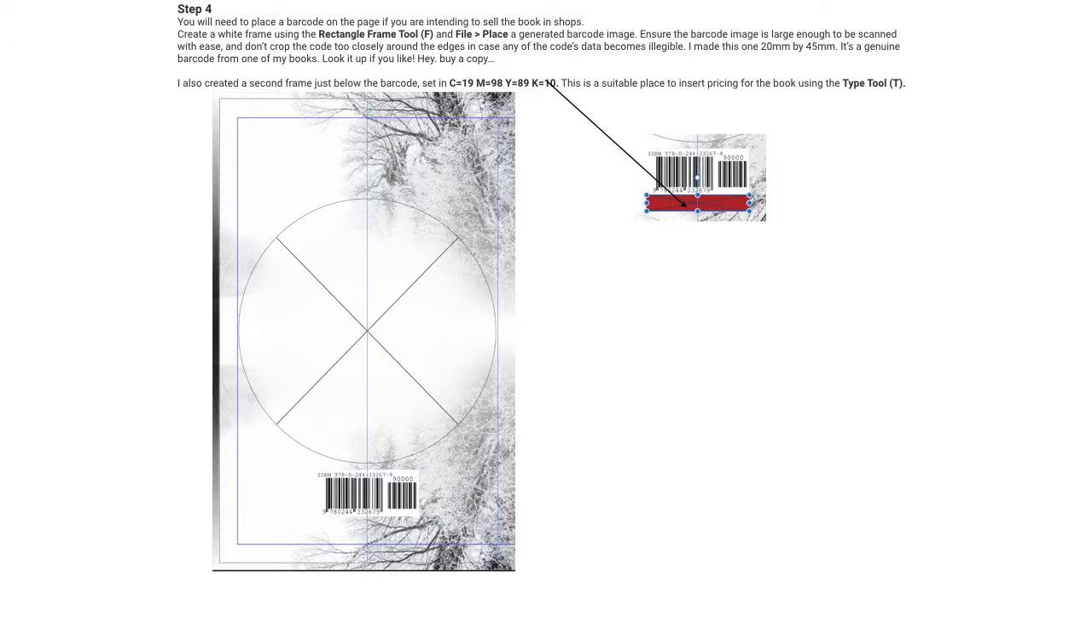You'll need to place a barcode on the page if you're intending to sell the book in shops. So create a white frame using the rectangle frame tool and file and place a generated barcode image. Ensure the barcode image is large enough to be scanned with ease and don't crop the code too closely around the edges in case any of the code's data becomes illegible. I made this one 20mm by 45mm. It's a genuine barcode from one of my books.